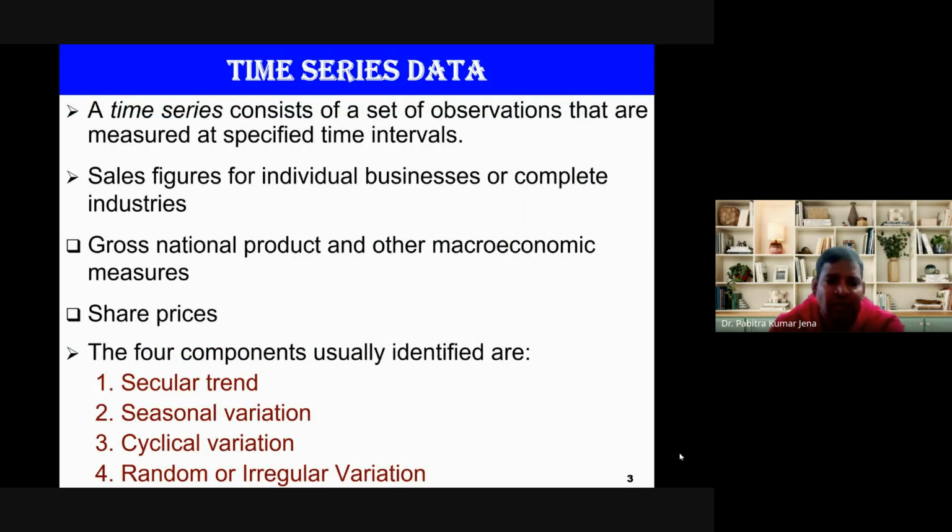Then come to the seasonal variations. In the seasonal variation, what happens is that in the data, in every season or every month or every year, if you follow the same type of characteristics, we'll call it a seasonal variation. For example, the quarterly GDP increases due to the monsoon season. Your umbrella sales increase in the rainy seasons. Your ice cream sales increase due to summer season. Your woolen cloth sales increase during winter season. So this is called seasonal variations.